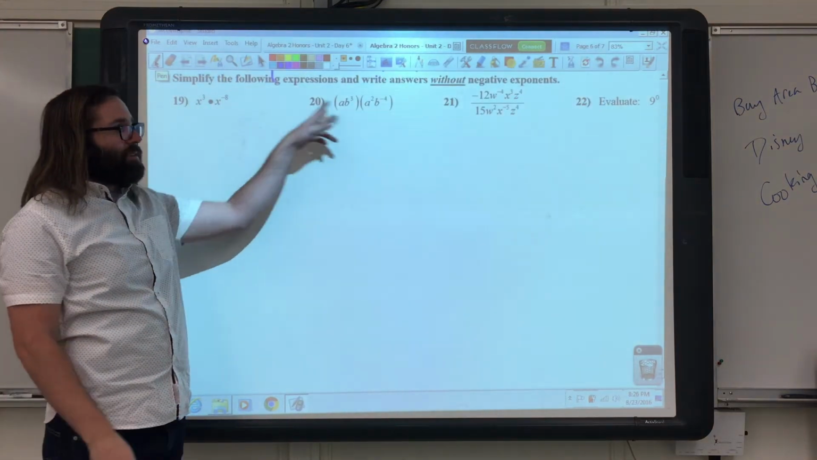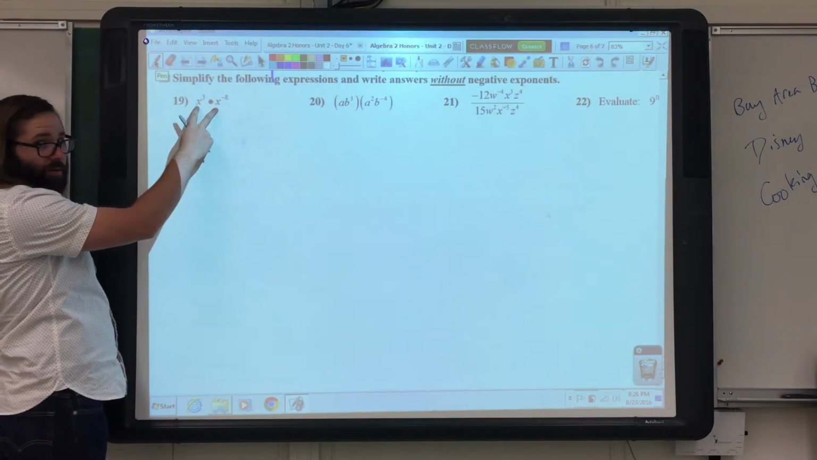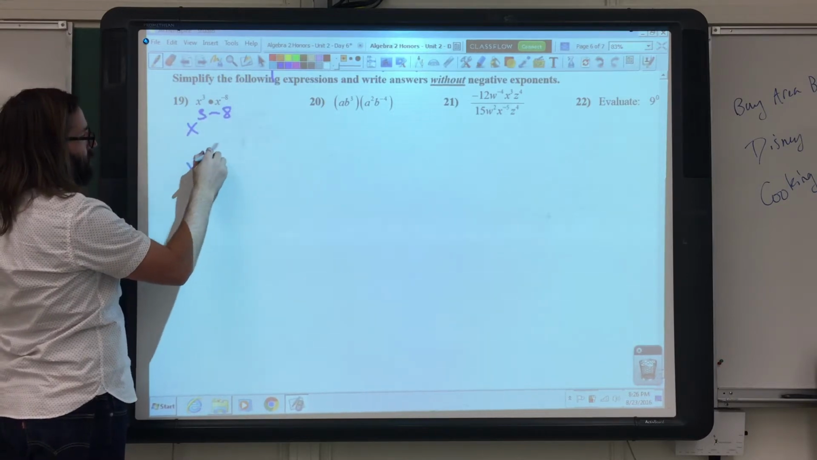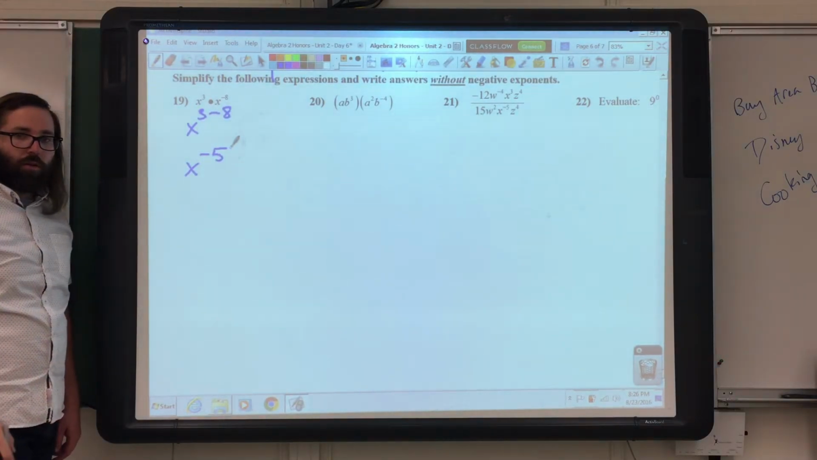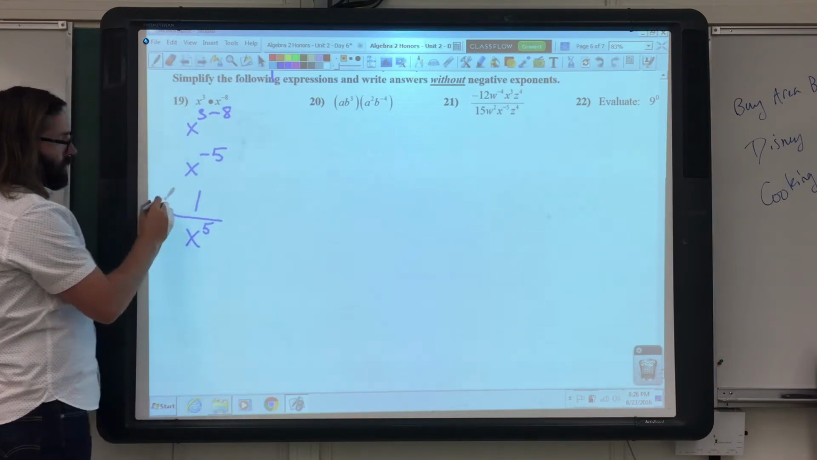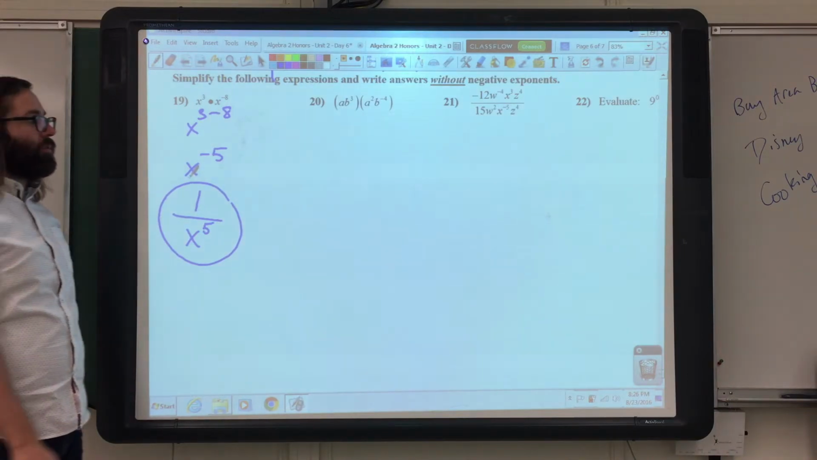Okay, we're going to simplify these, and no negative exponents. So, same bases, so we just do 3 minus 8, which is x to the negative 5, or 1 over x to the 5th. Okay, that's your answer.